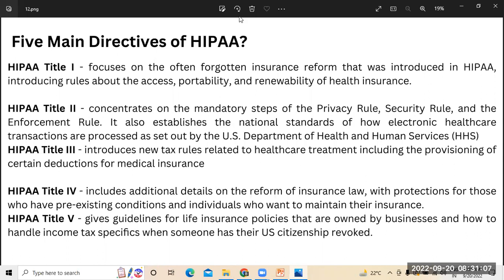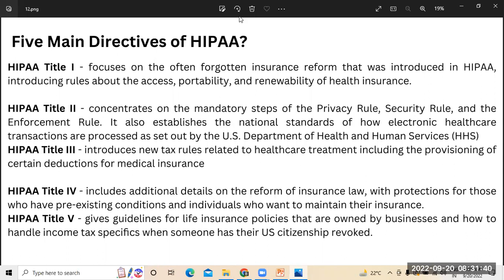Whereas title 5 provides us the guidelines for the insurance policies which are owned by the people, business people, and how to handle that income tax specifics within the territory of the citizenship of the US and all that stuff. So this all comes under the fifth part. So these are the 5 main directives of HIPAA, which we need to understand.